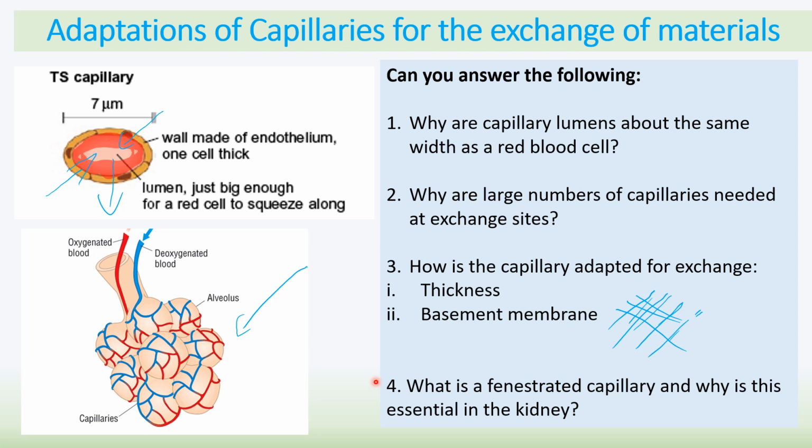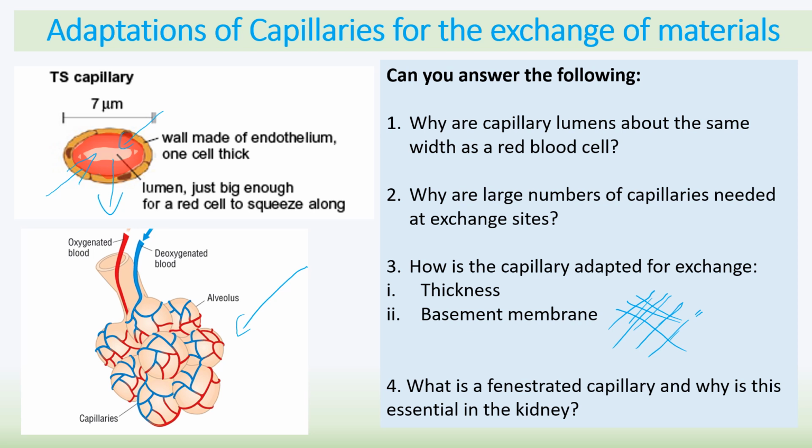There are also pores between the epithelial cells, so the capillary wall is actually very, very permeable, and the pores allow part of the blood plasma, not the red blood cells, to leak out through the basement membrane, and this would then lead to something called tissue fluid, which we'll look at if you do HL in the next video.